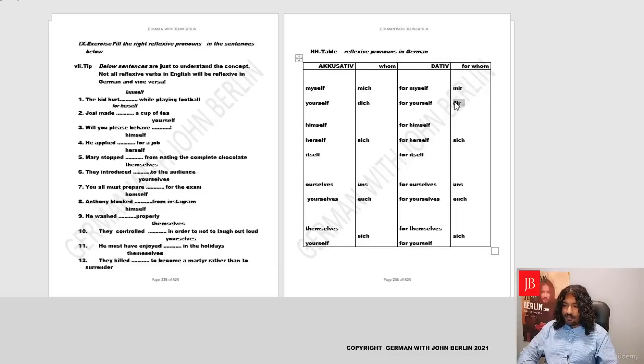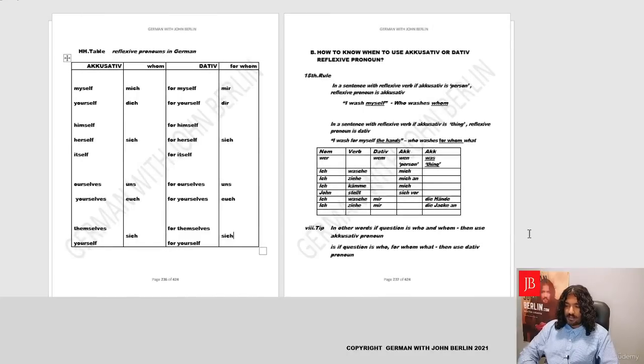Perfect. So only these two are changed: mir and dir, for myself, for yourself. The others look the same. Himself, for himself, both look sich. Herself, for herself, both look sich. Itself, for itself, both look sich. Ourselves looks like uns, for ourselves also uns. Yourselves looks like euch, for yourselves also euch. Themselves looks like sich, for themselves also sich. Yourself looks like sich as well, for yourself as well. So this is our table, and with this we'll get started making some sentences.